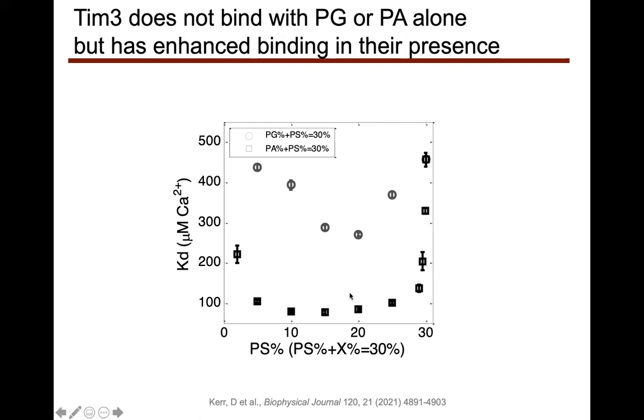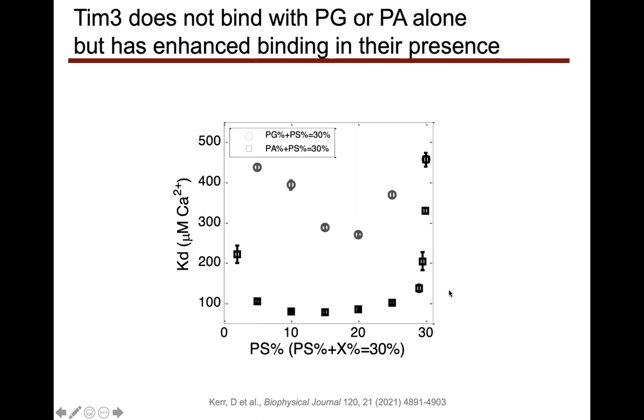What is shown in this curve with the square is the case when you replace a small percentage of PS by PA. You can see that the KD dropped drastically, even with a 1% replacement of the PS by PA. But if you switch to an equally anionic lipid, PG, you see a much more muted response. Even at a relatively high 10% replacement, you never see the drastic fourfold change in affinity to the surface.